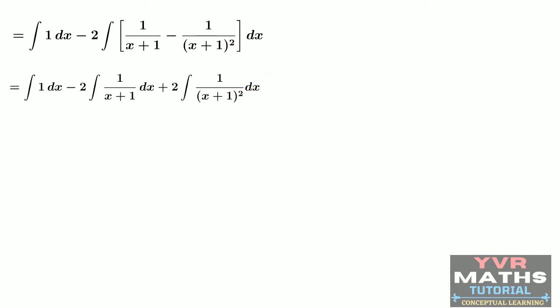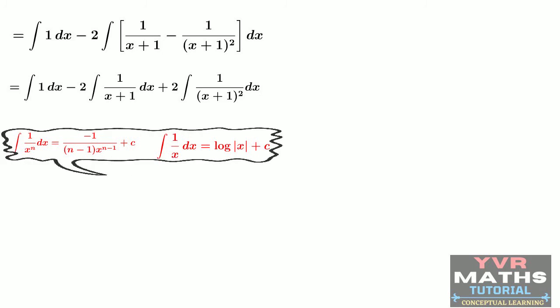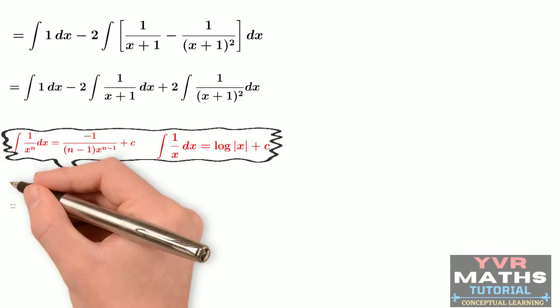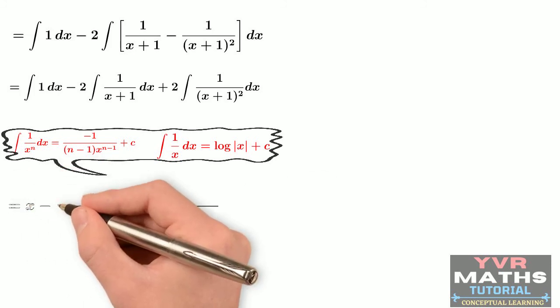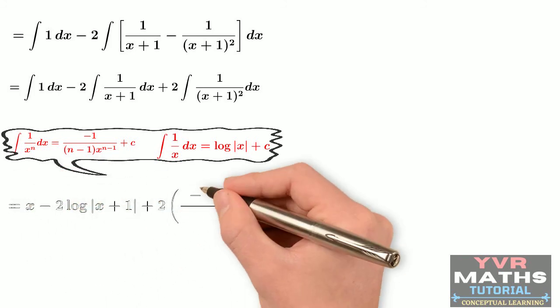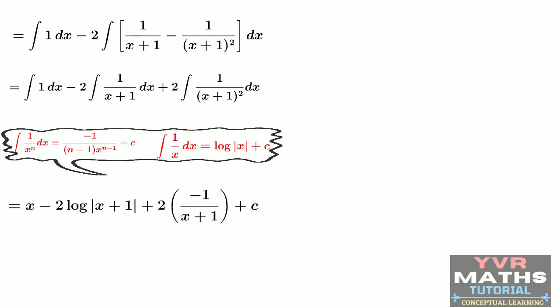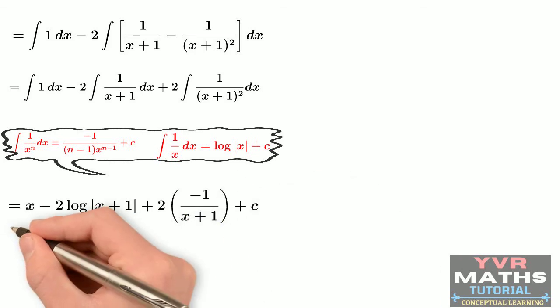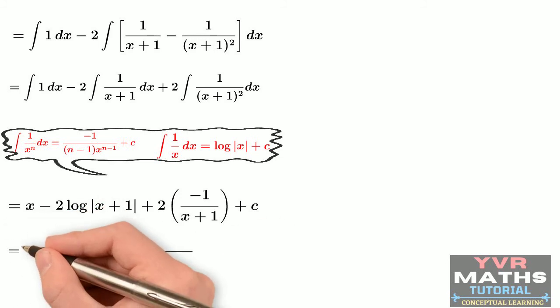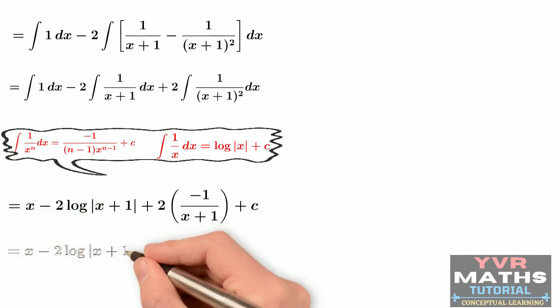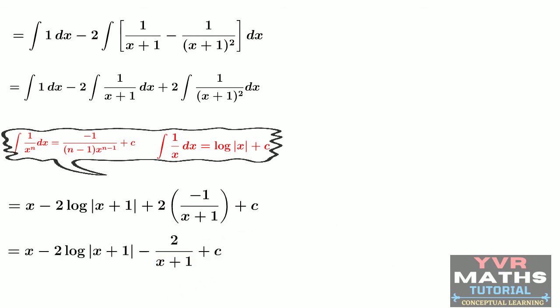If you observe, the last part is in the form of integral 1 by x power n dx. And the second part is in the form of integral 1 by x dx. And you know already the integration of 1 dx. If we apply all these formulas, then what you will get? See in the next step, x minus 2 times of log modulus of x plus 1 plus 2 times of minus 1 by x plus 1 plus c. If we simplify this one, then the final step is x minus 2 log modulus of x plus 1 minus 2 by x plus 1 plus c. So this is the final answer for the given integral.